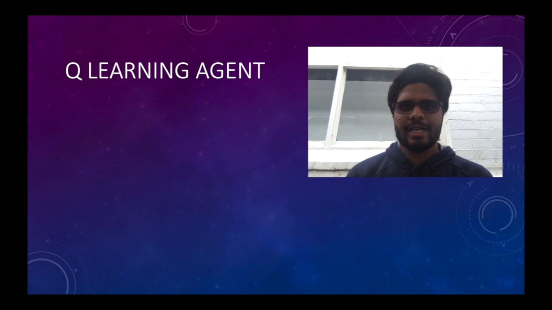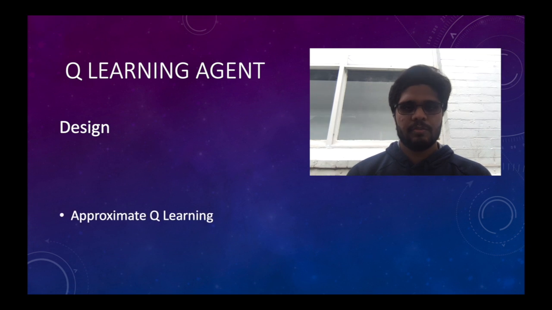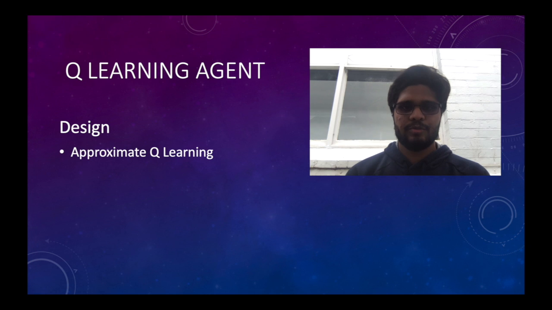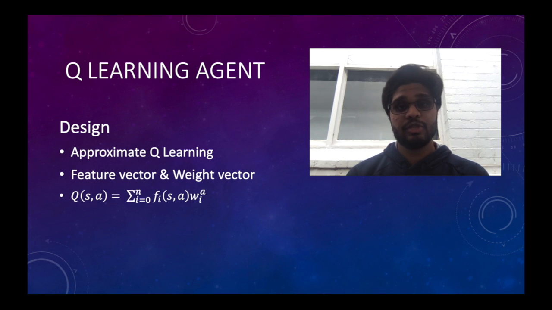Hello, my name is Jay, and I worked on the Q-learning agent in our implementation. The Q-learning agent was designed as an offensive agent with defensive qualities in a variety of scenarios. The approximate Q function was used by creating a feature vector and weight vector, since it's more efficient than using a Q table to store all the possible states.